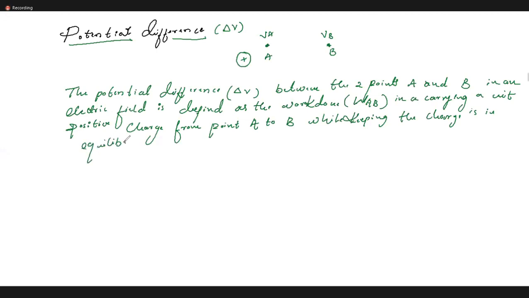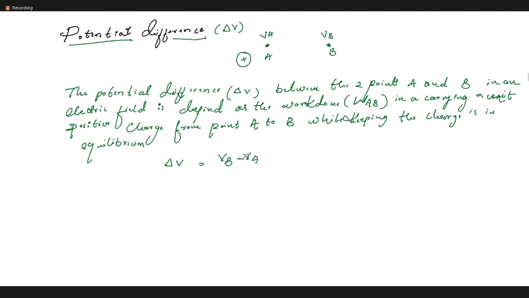In a 1-mark question they may ask, what do you mean by potential difference between point A and point B? It is defined as the work done in carrying a unit positive charge from point A to point B when the charge is in equilibrium. For the formula, delta V is the change in potential, VB minus VA.